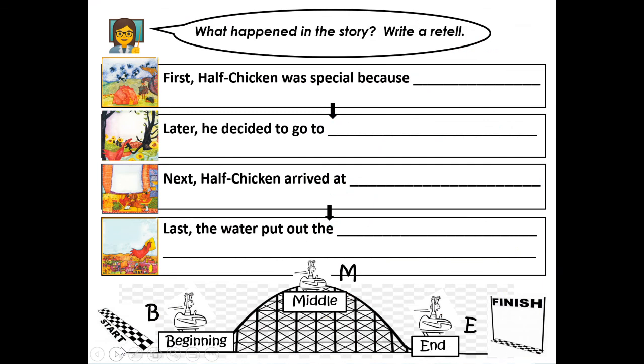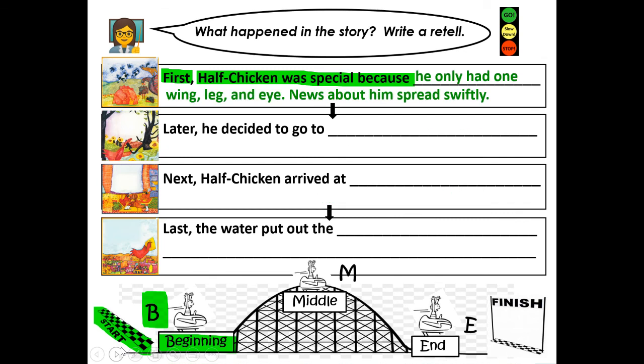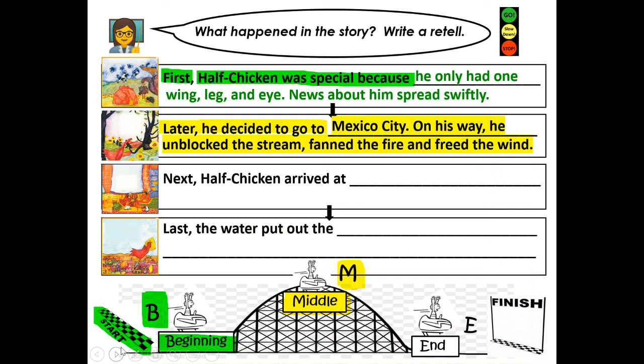All right, now you can check your work with my example. What happened in the story? Write a retell. Green means go. Start at the beginning. First, Half Chicken was special because he only had one wing, leg, and eye. News about him spread swiftly. Now we're going to slow down, talk about what happened in the middle of the story. Later, he decided to go to Mexico City. On his way, he unblocked the stream, fanned the fire, and freed the wind.